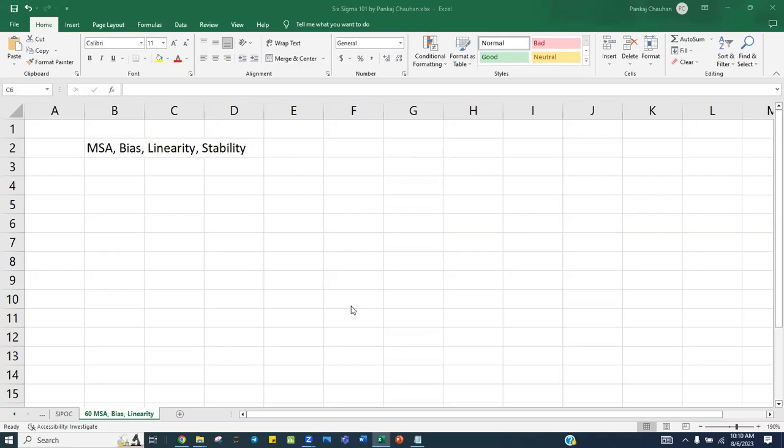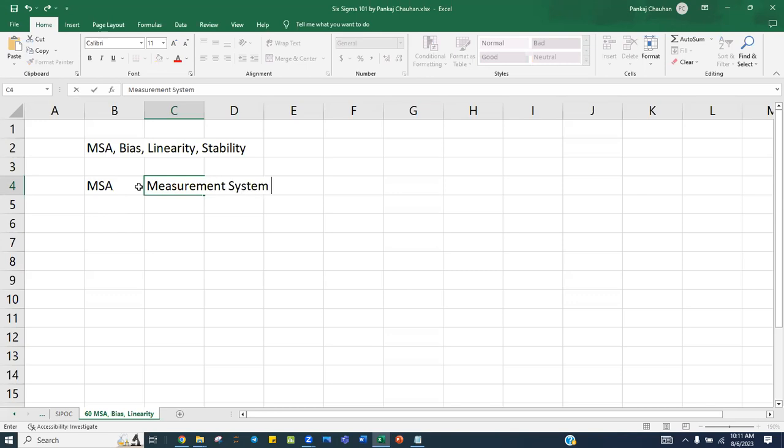Hello people, welcome back. In today's session, we are going to learn about the MSA. MSA stands for Measurement System Analysis. So what is measurement system analysis? Remember when we talk about Six Sigma.